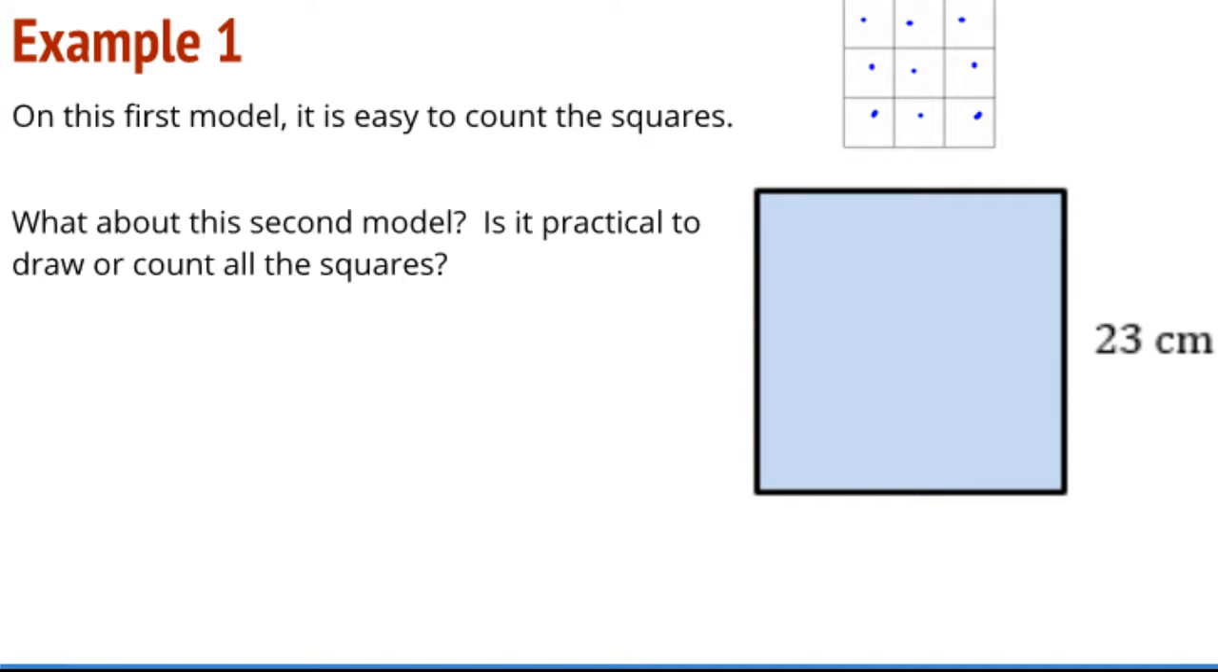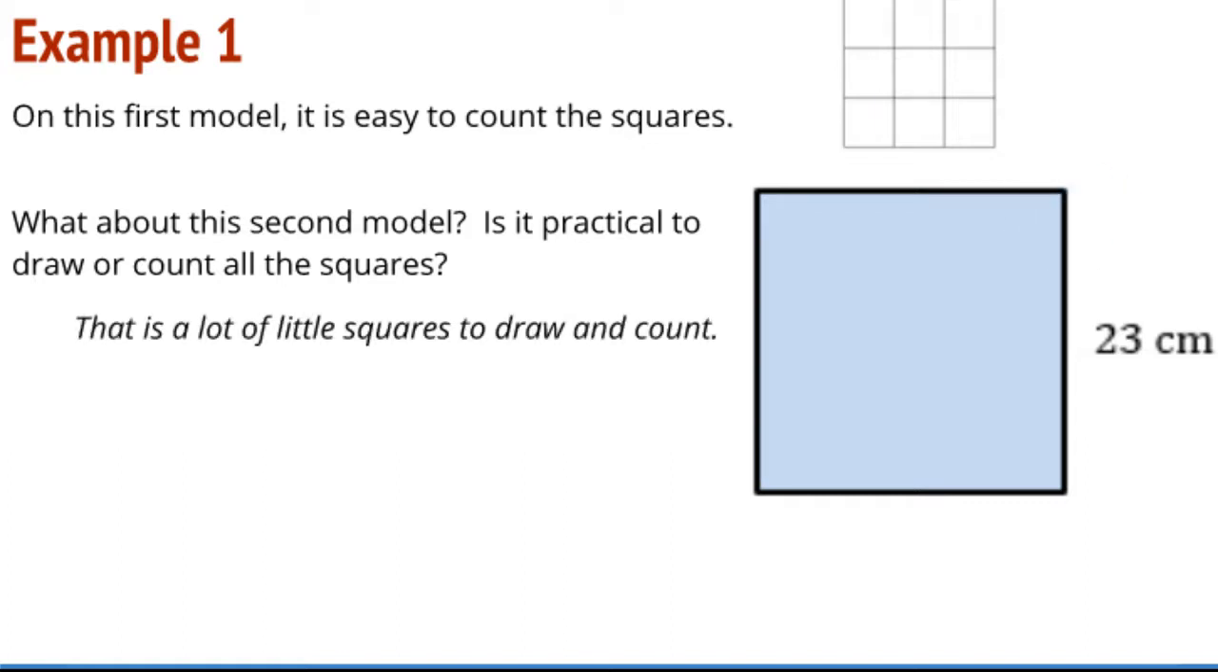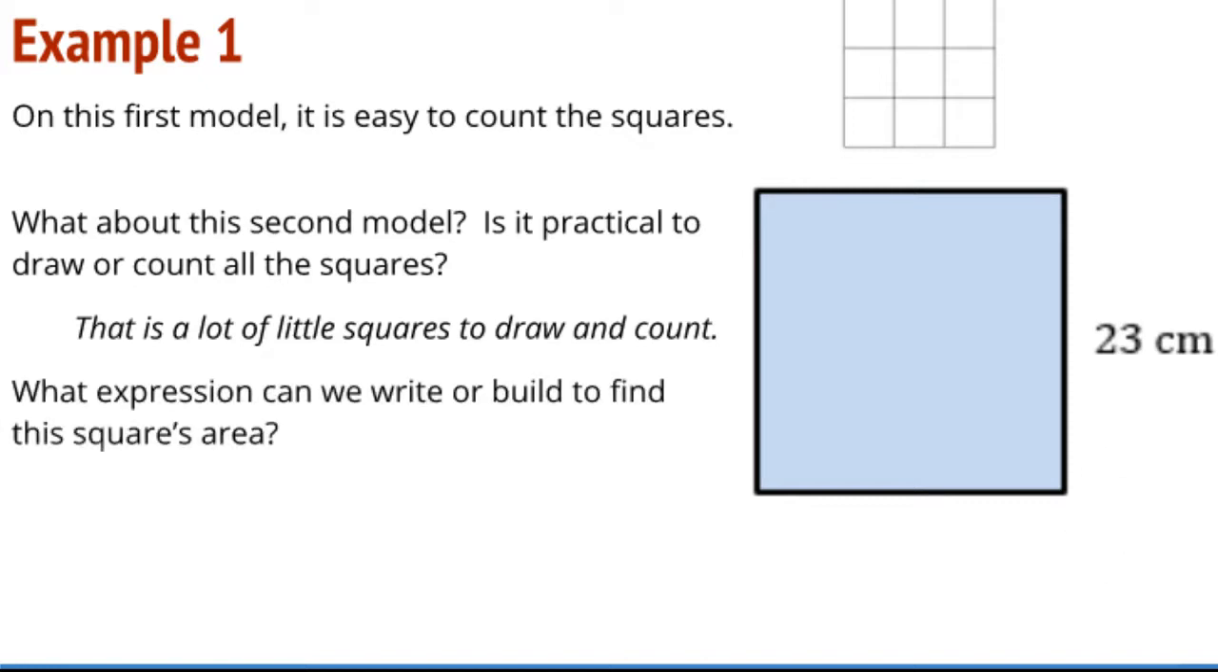What about on this second model? Is it practical? Does it make sense to draw or count all of the squares? Notice that this square has a side length of 23 centimeters. So stop and think, do you want to draw all of this out and count all of this to find the area? My head says, boy, that's a lot of little squares to draw and count, and if I make a mistake, hard to catch. So what expression could we write or build to find the square's area?